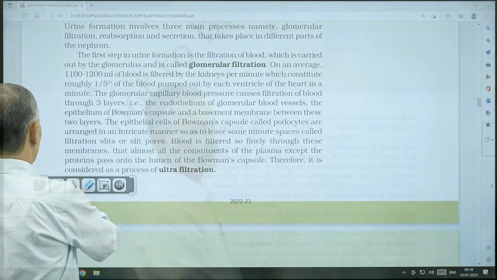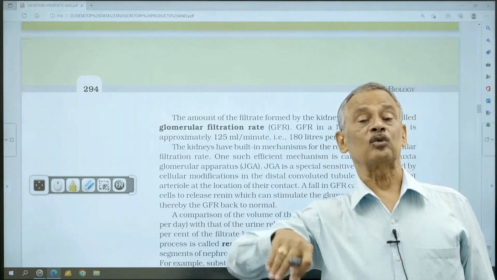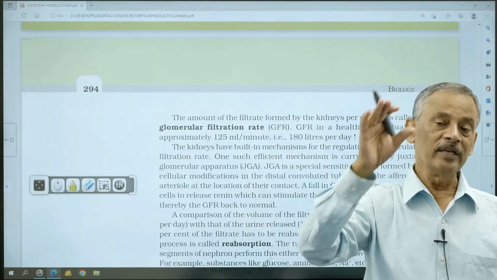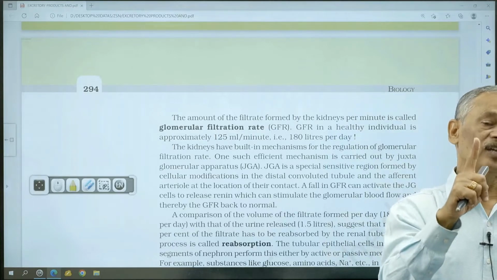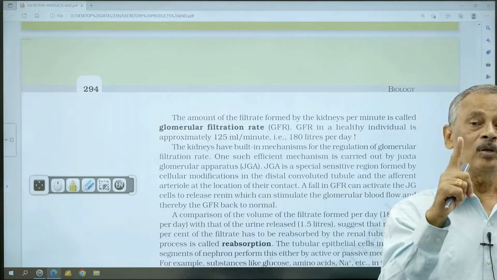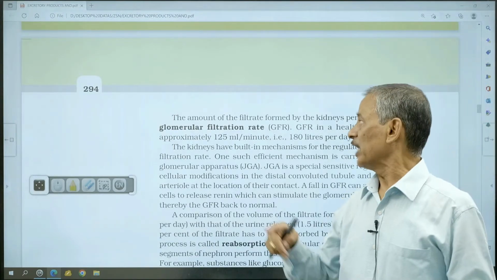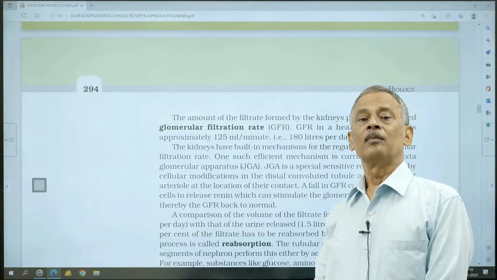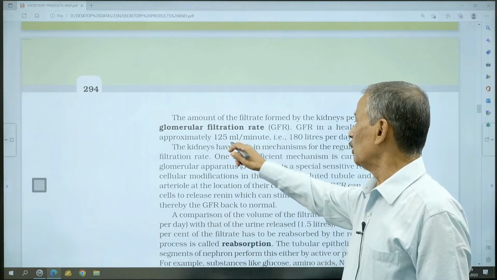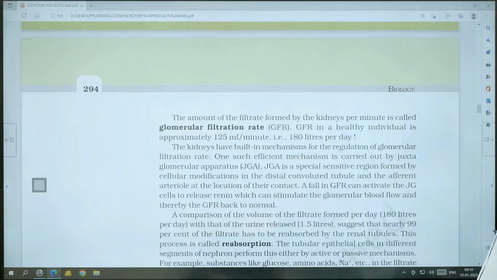Now, the second event is occurring as the urine is passing through the tubule. Third event is also taking place along with that. I told you that kidney is receiving more than 1 liter of blood per minute. Out of that, kidney can produce 125 ml of urine per minute. This is called glomerular filtration rate.